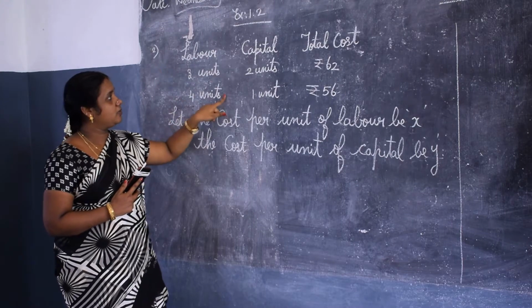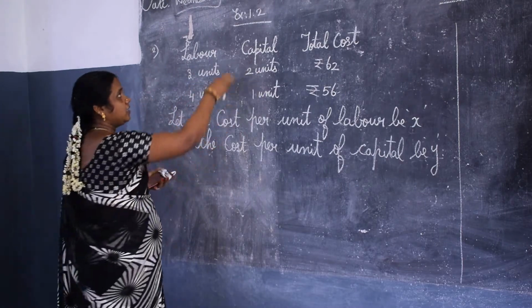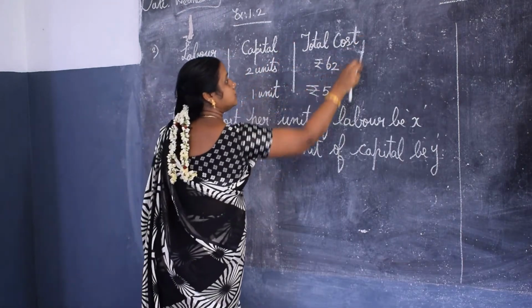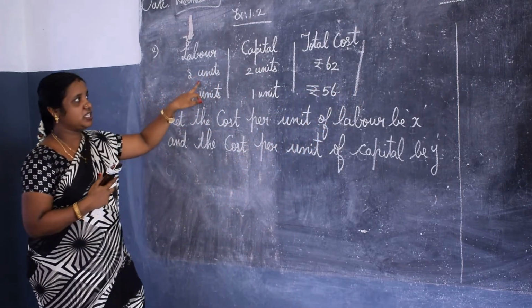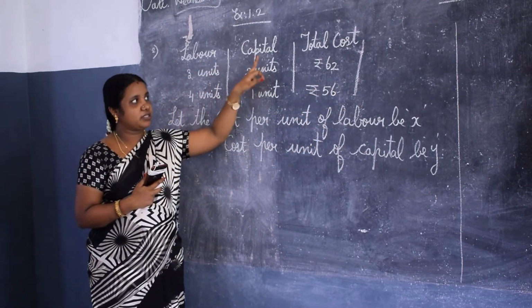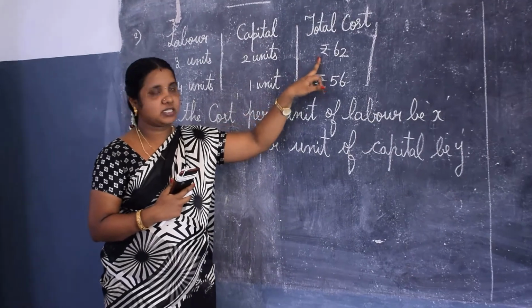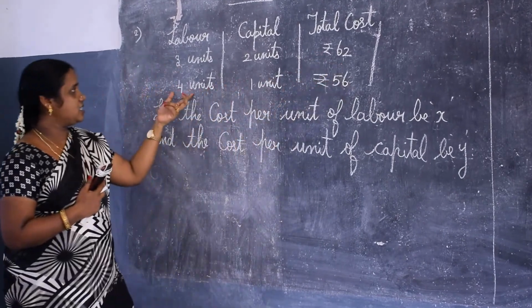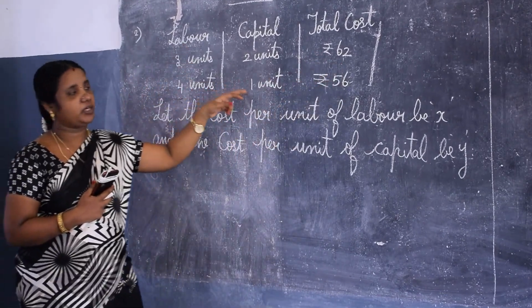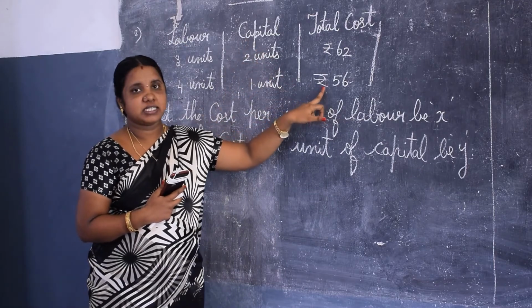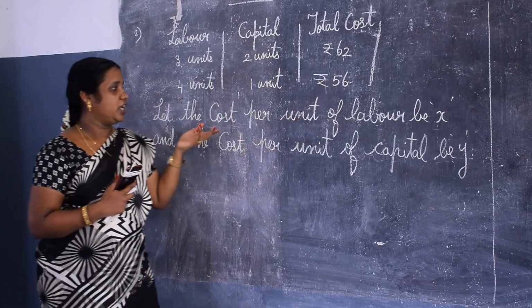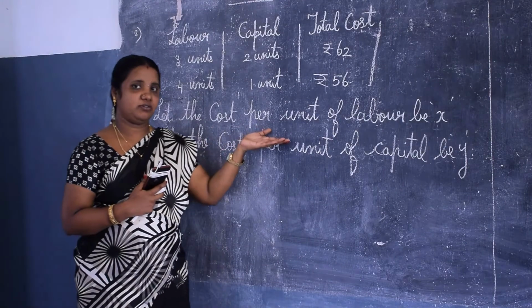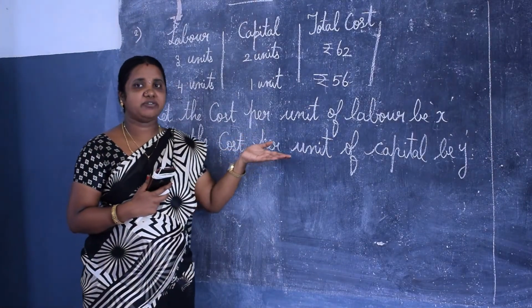See our second problem, this is our question. In the question itself this is given. 3 units of labor, 2 units of capital, the total cost is rupees 62. Next is 4 units of labor, 1 unit of capital, the total cost is 56 rupees. You have to find the cost per unit of labor and the cost per unit of capital.